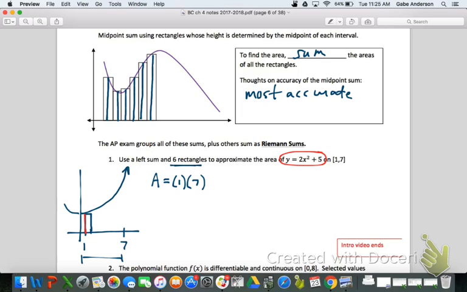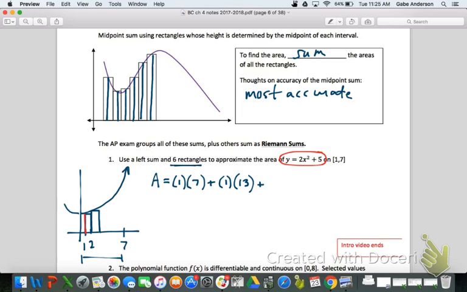The second rectangle might look something like this. Again, we're using a left sum, so it'd go a little bit higher, but again, we're going to be using the left edge of the interval to determine the height. So once again, the base length is 1. That hasn't changed. But now we're not going to be using 1 to determine the height. We're actually going to be using x equals 2. So when x equals 2, the y value of the curve is 13. So that's the second rectangle.